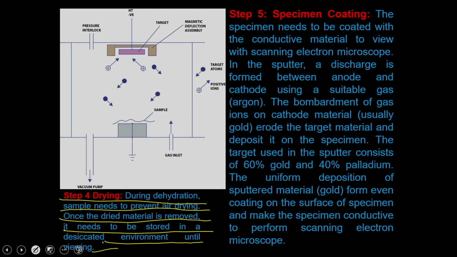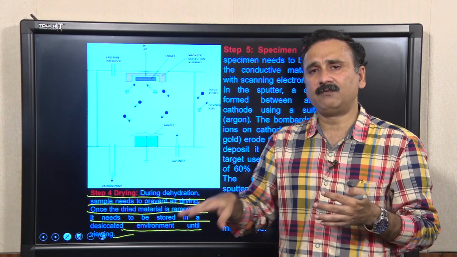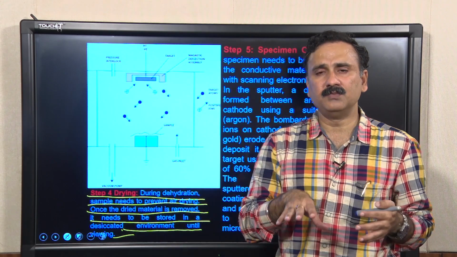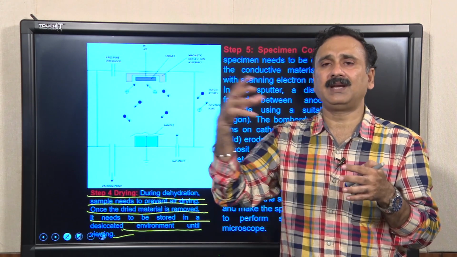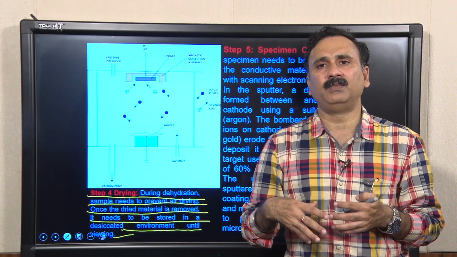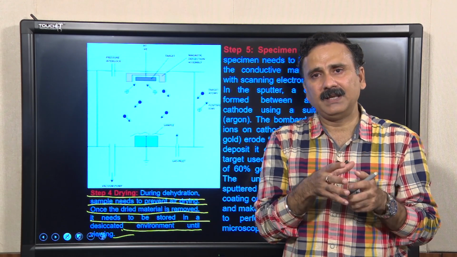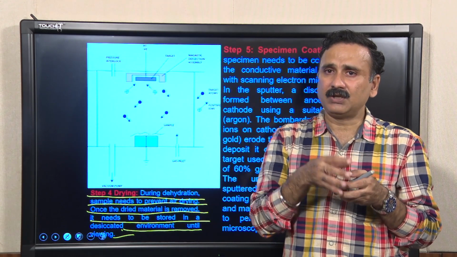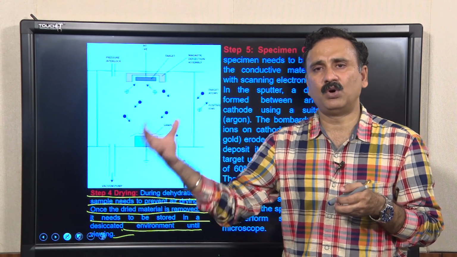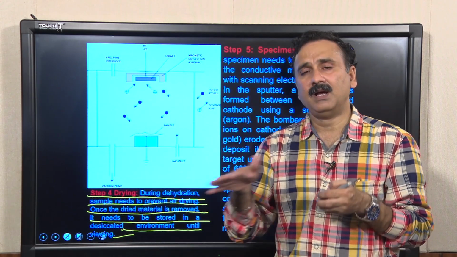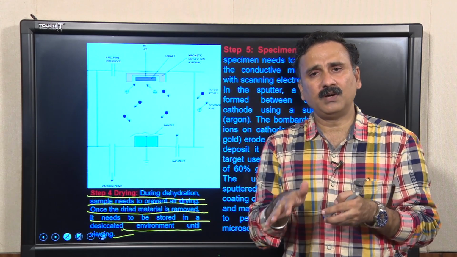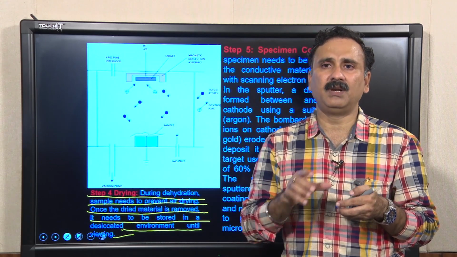This means once your sample has been dehydrated, you have to do drying under vacuum, and then you have to keep the sample under vacuum so that it does not capture moisture from the atmosphere. Because your sample is now dehydrated, it has a tendency to capture moisture from the atmosphere, and that is why you have to do a drying step, and then after the drying is over, you have to keep this sample in a desiccator.